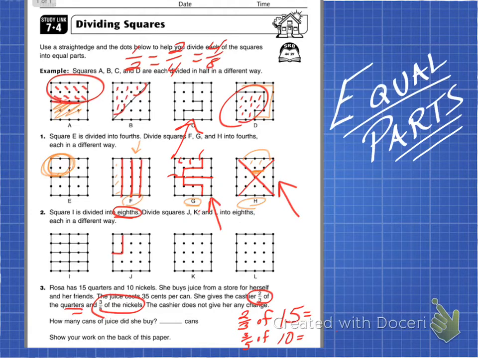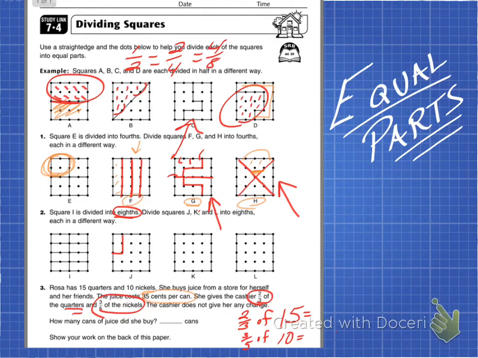Now down here at the bottom, the word problem is a good word problem. It's challenging, multi-step. It's a lot of information that you have to weed through. Rosa has 15 quarters, 10 nickels. She buys juice from a store for herself and her friends. Juice costs 35 cents per can. I'm going to put a box around this, but I'm going to be using it later. I got to do some other prep work first. She gives the cashier 2/3 of the quarters and 3/5 of the nickels. That's really important. The cashier does not give her any change. How many cans of juice did she buy?